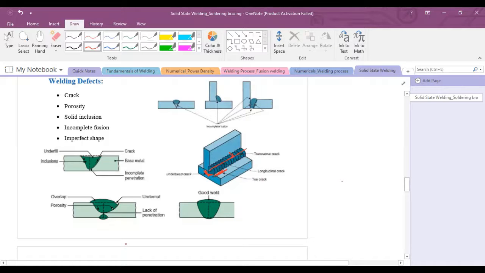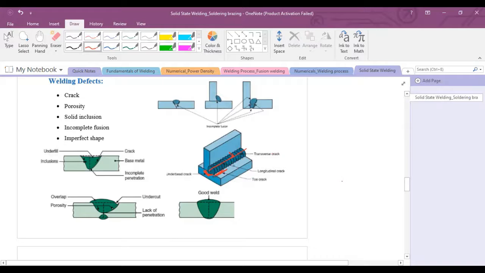Cracks are generally caused by a combination of different factors. Normally, high temperature gradients will cause thermal stresses in the weld zone. This is the weld zone where the weld bead is formed. Here, thermal stresses will generate due to high temperature, and due to high temperature, cracks will form.